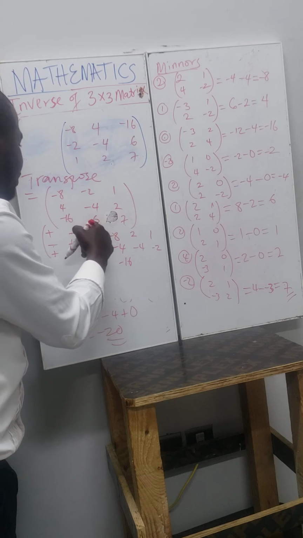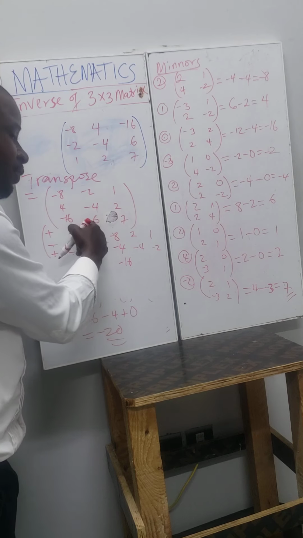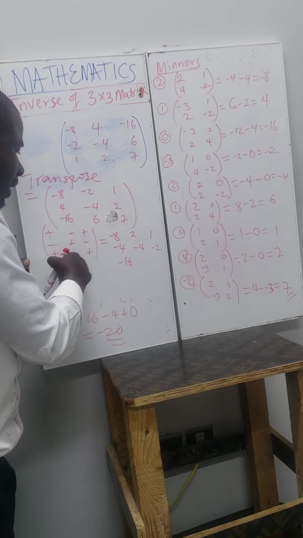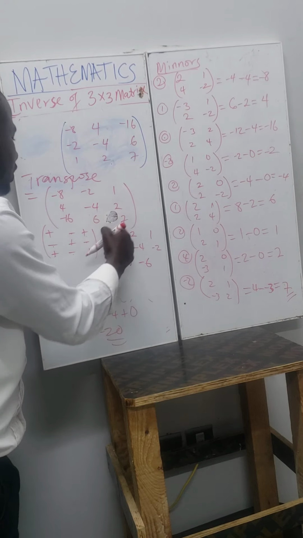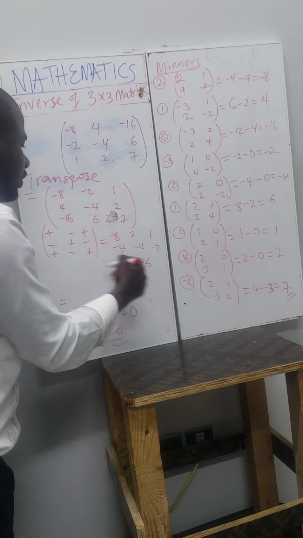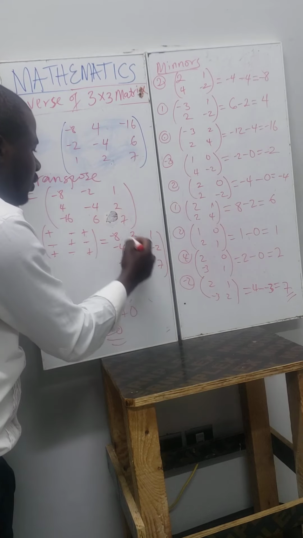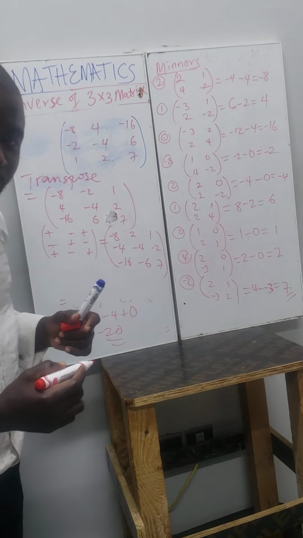This one is having minus. Is this plus before? Plus 6 multiplied by minus 1 is still minus 6. This one is affected with plus. It's still 7. Do you understand the step?